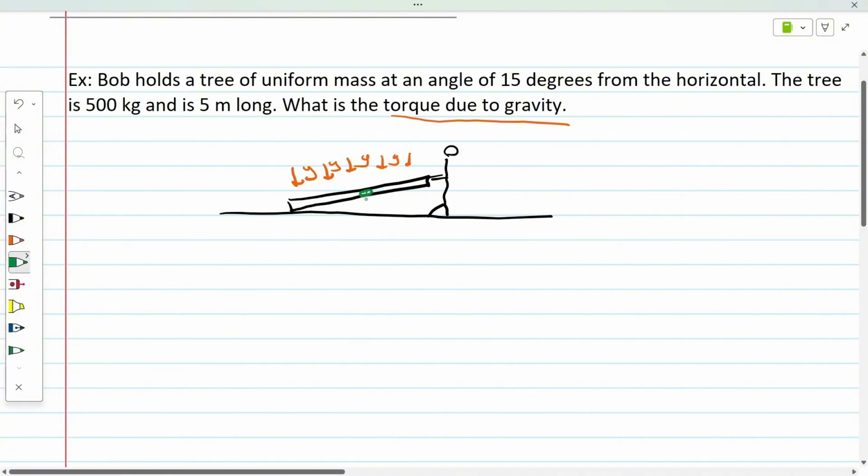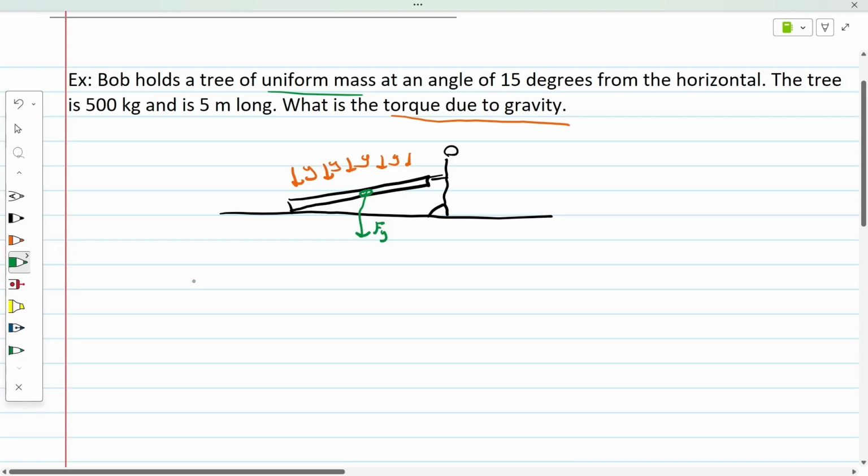If we wanted to find the net torque just due to gravity, we could integrate along this whole tree and find the average at every point. But it turns out we can just approximate it as the force being applied at the center of mass, which, since it's a uniform mass tree, we can assume is right in the center of the tree. So this is the force due to gravity, and that's the force we want to look at.